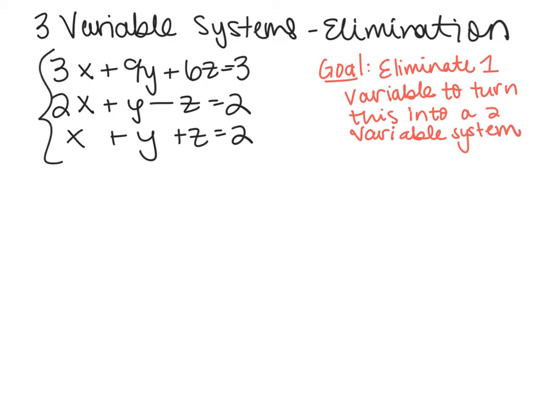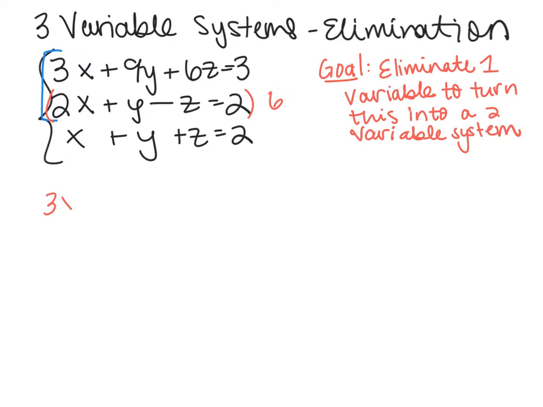So our first step is we pick any pair of equations, so just pick two of them. I'll go ahead and do the first two to start and choose one variable to eliminate. So in this case, either y or z would be pretty simple. I'm going to choose z. So to eliminate z, I'm going to have to multiply that second equation by 6.